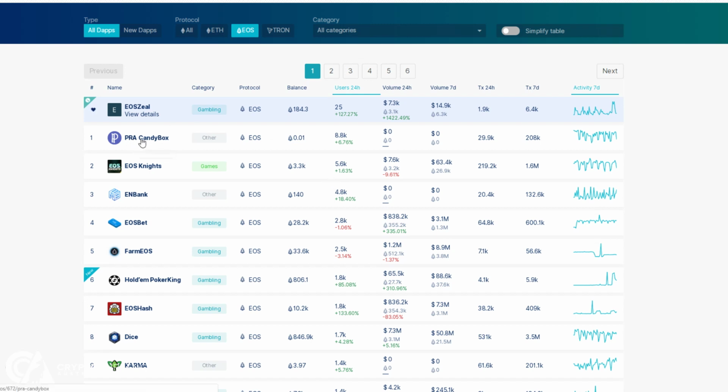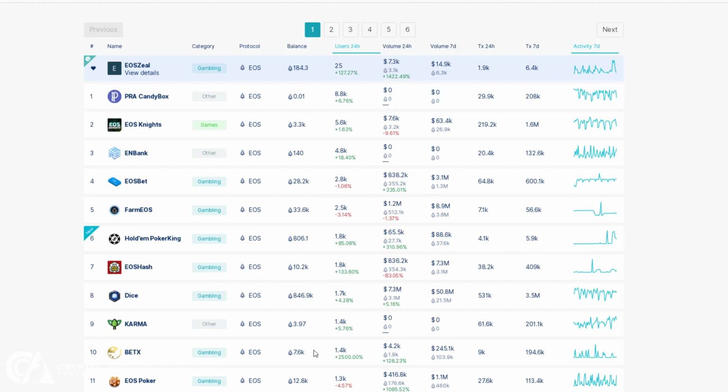So this PRA candy box, I'm not sure exactly what this is. You've got 8,800 users, EOS Knights 5,000, this EM Bank 4,800, EOS Bet 2,800. This is where you start getting into gambling. So EOS at the moment is like 95% plus just gambling right now. So you're starting to see industries being built around certain protocols that suit them.